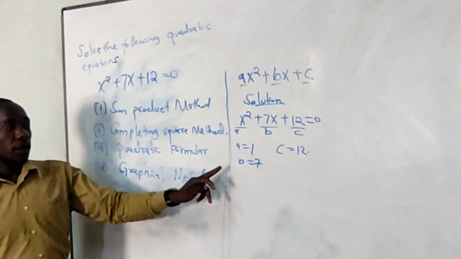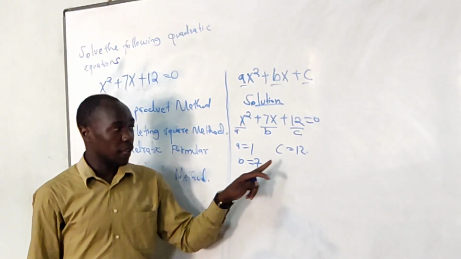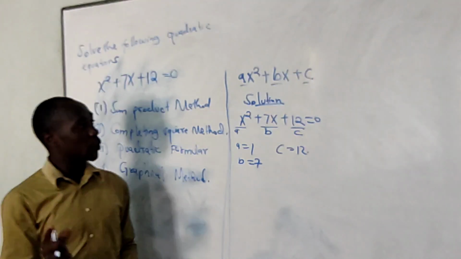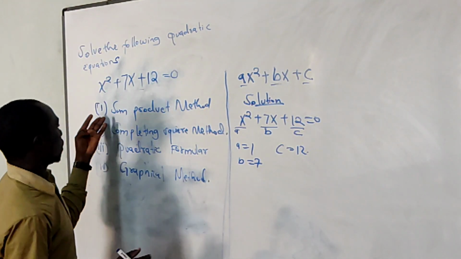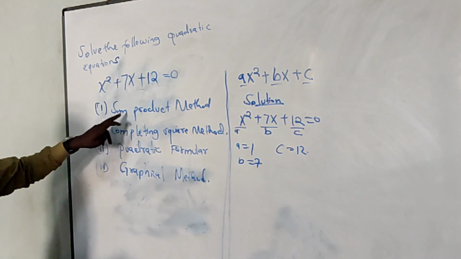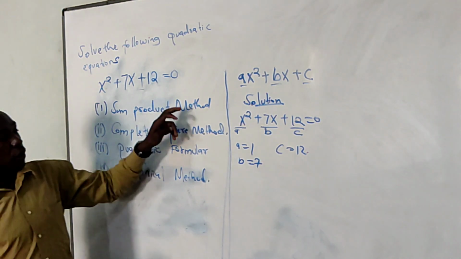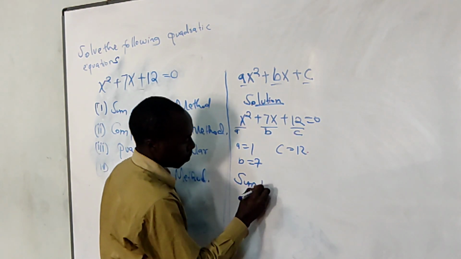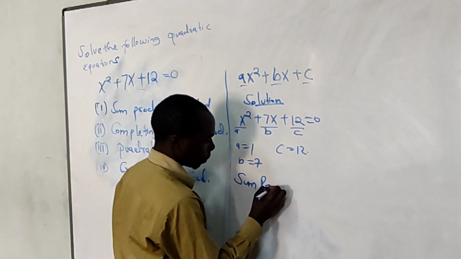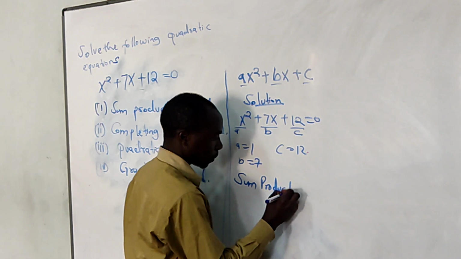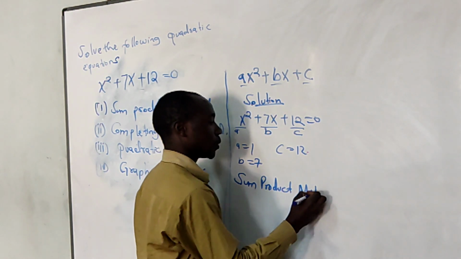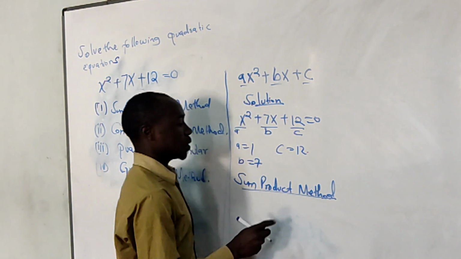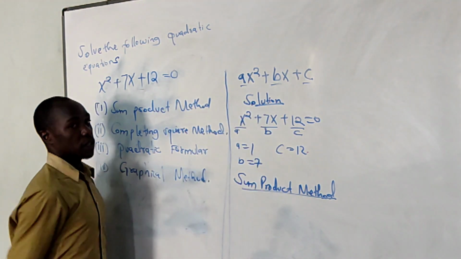So we know the value of a, the value of b, and the value of c. That's key in quadratic equation. After knowing that, the next thing you have to understand is how do we use this formula? So we're going to start giving solutions starting with the sum product method. So let us look at how we use sum product method to solve this equation.